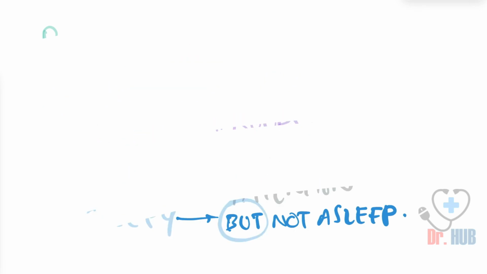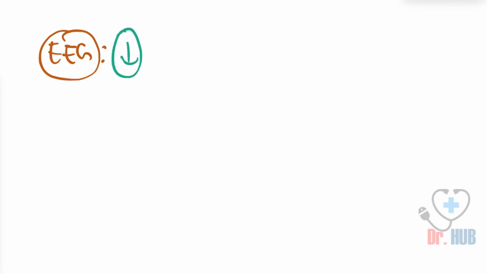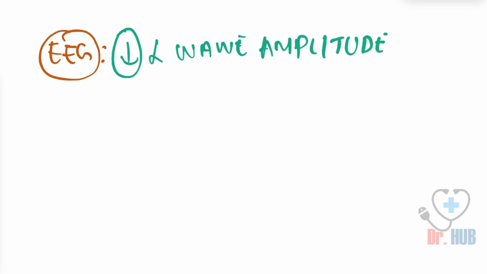So what are the EEG findings in case of relaxed drowsiness? The EEG findings tell us that there is a decrease in the alpha wave amplitude as well as the frequency.